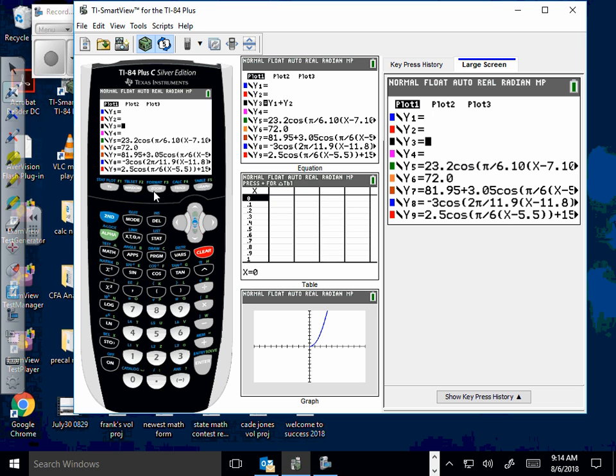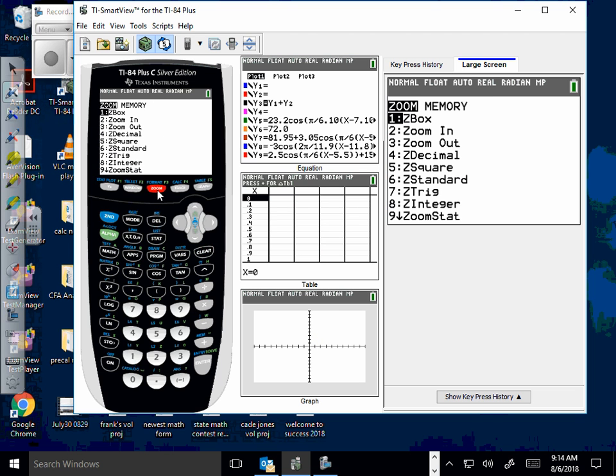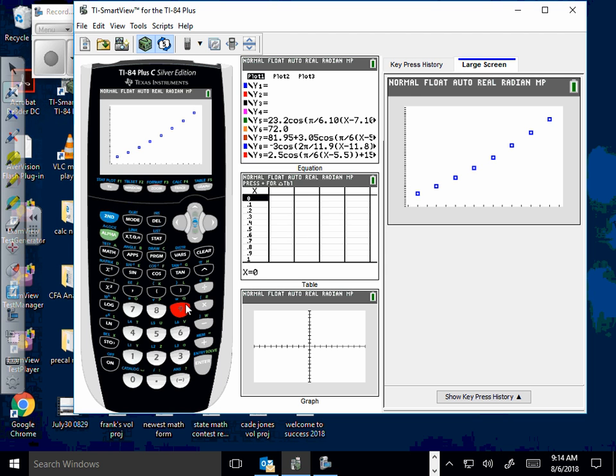And then the last step, I'm going to do zoom, but I'm not going to do zoom standard. I don't want a negative 10 to 10 window. I want to do this one down here, number 9. It's called zoom stat. If you have a TI-83 or a regular TI-84, you may need to scroll down to the bottom or just press the number 9. See here, zoom, zoom, 9. And then it gives me the graph. We'll pick up here tomorrow.